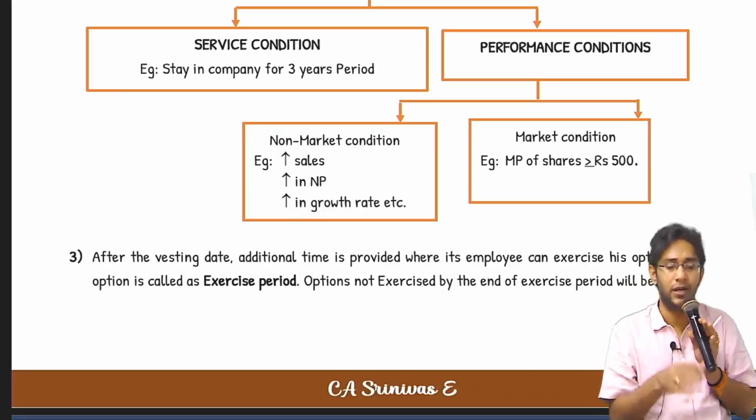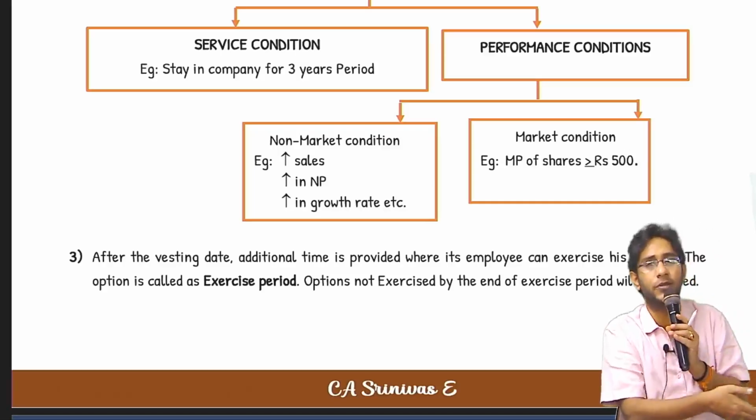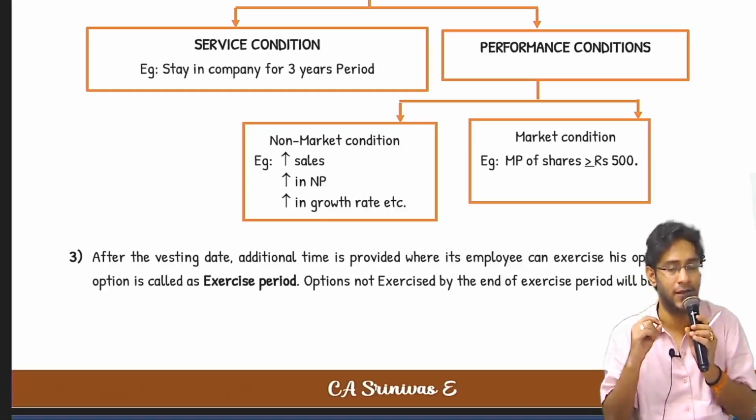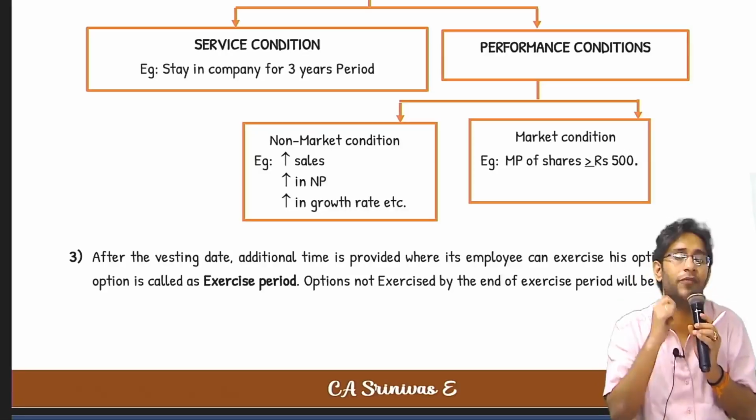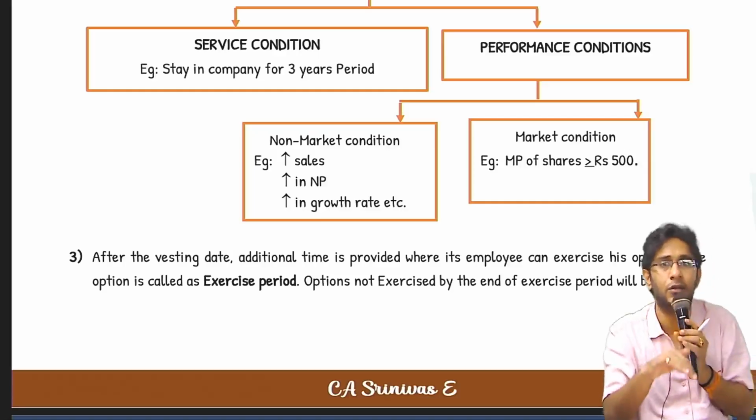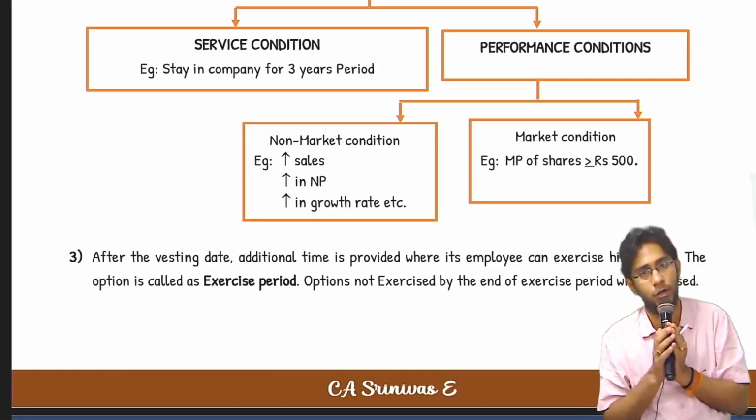In performance condition, again two subcategories are there. One is non-market performance condition, one is market performance condition. Increase in sales, increase in net profit, increase in growth rate of earnings, decrease in cost. These are all examples of non-market performance condition.